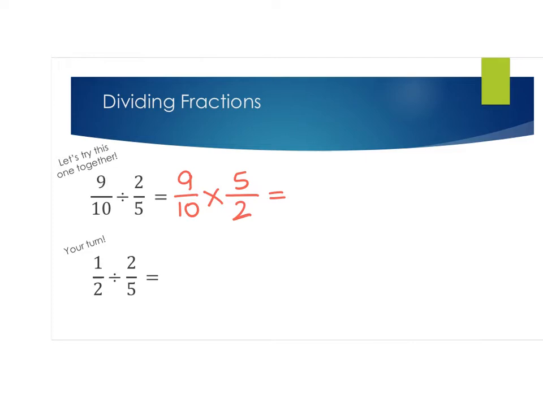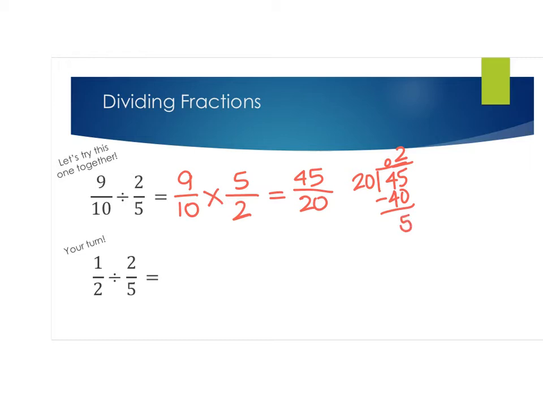So 9 times 5 is 45. 10 times 2 is 20. And now since I have a bigger numerator than a denominator, I'm going to want to make it a mixed number or a whole number. So I'm going to divide and put the top dog inside the house. And put 20 on the outside. 20 cannot go into 4, but 20 can go into 45. How many times? 2 times, because 2 times 20 is 40. And then I have 5 as my remainder.